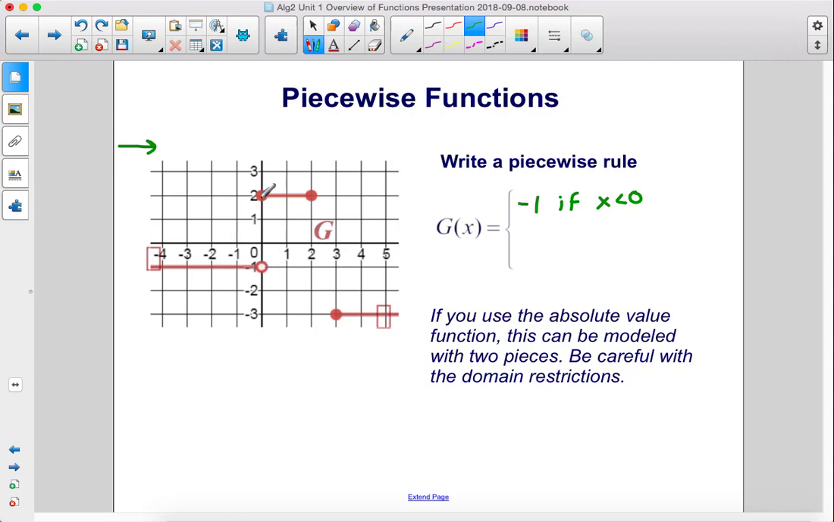Then the function g of x is at 2 if x is between 0 and 2. So we have 0 less than or equal to x less than or equal to 2, since we have filled in circles here. Now, we don't have any values for the function when x is between 2 and 3, but we jump down here to -3 if x is greater than or equal to 3. And there we go. There's our piecewise rule.